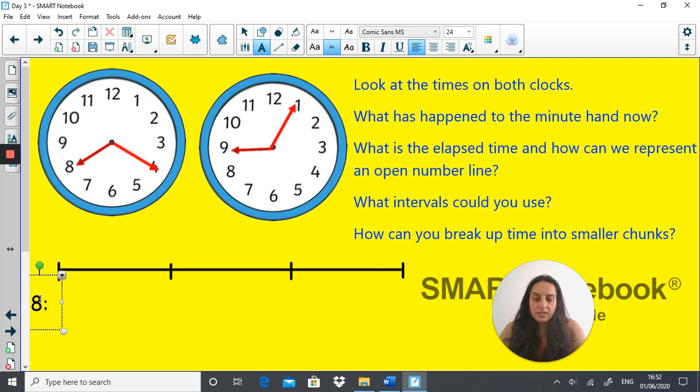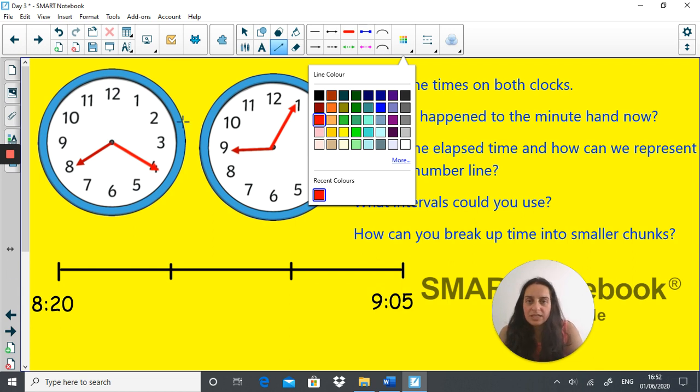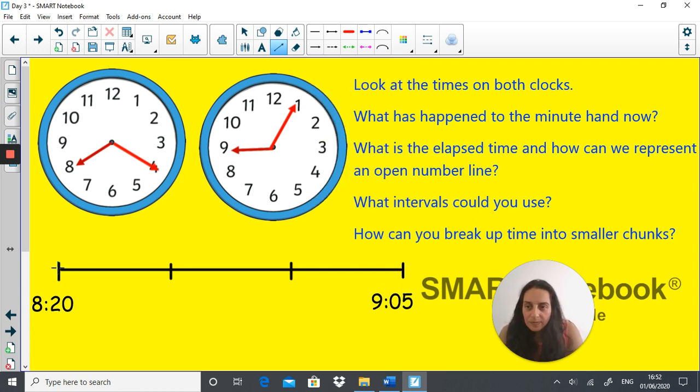Okay, so the start time would be, let's see, it's 8:20. So with 8:20 there. The end time is 5 minutes past 9, so 9:05. 3 jumps of 15 minutes. I'm going to put in my little leaps. So that's our first jump. That's our second jump. And that's our third jump of 15 minutes.